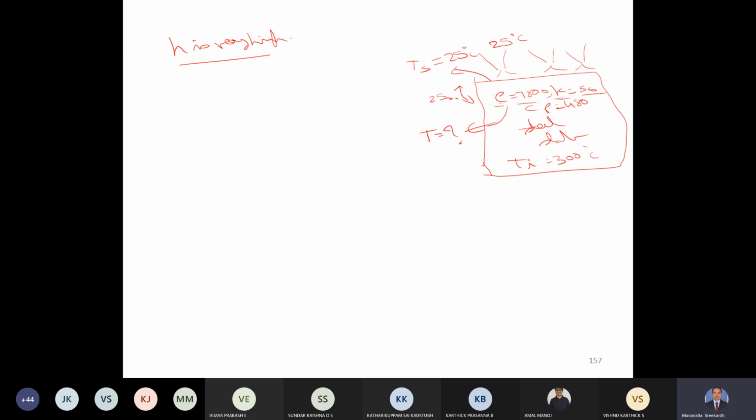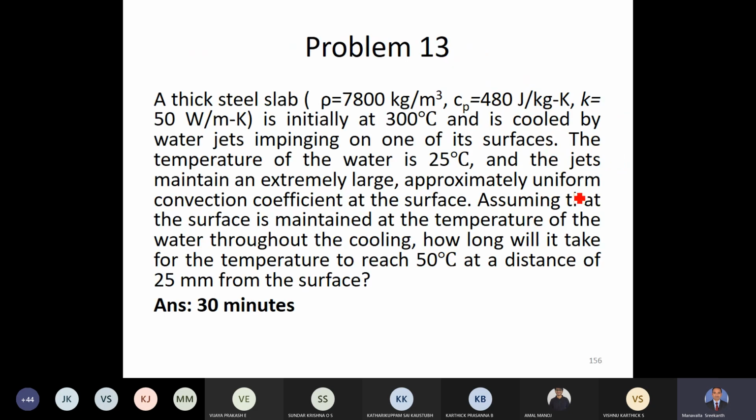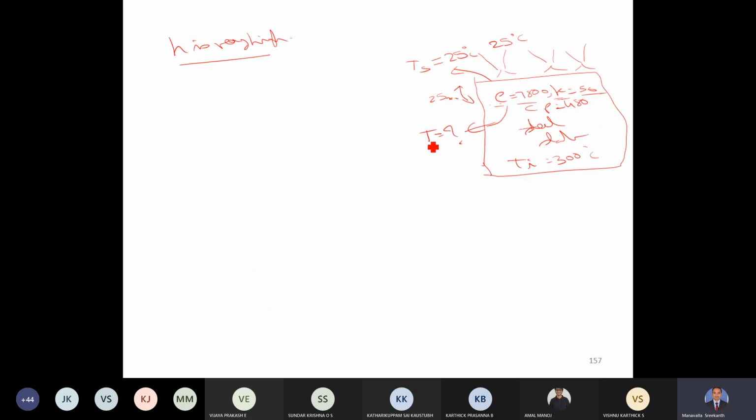We are asked to find out how long will it take for the temperature to reach, oh, temperature is given, 50 degrees Celsius. So this temperature is given. The temperature is 50 degrees Celsius at a depth of 25 millimeters. What is the time? So how long will it take for that depth to cool down to a temperature of 50 degrees Celsius? From what temperature? Initial 300 degrees Celsius. So that is the problem statement.